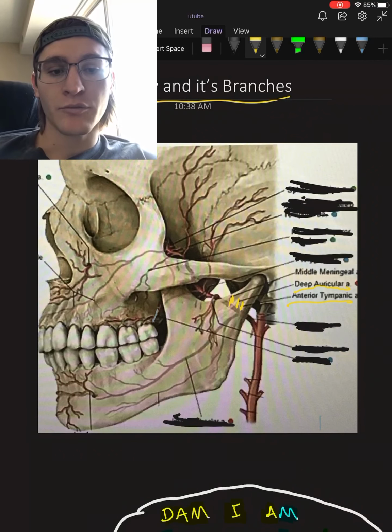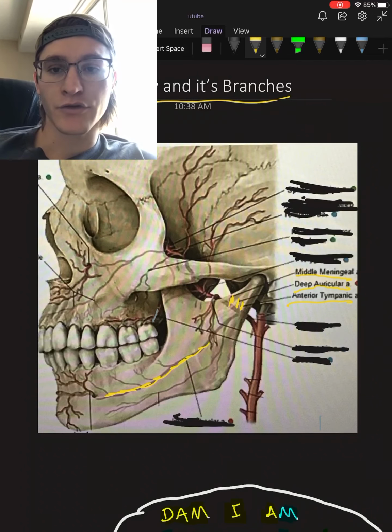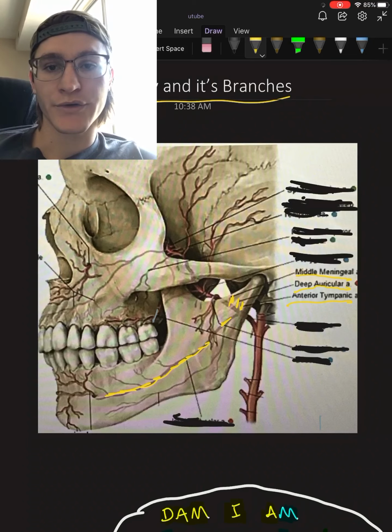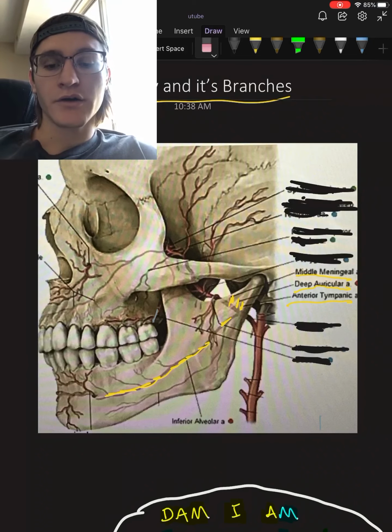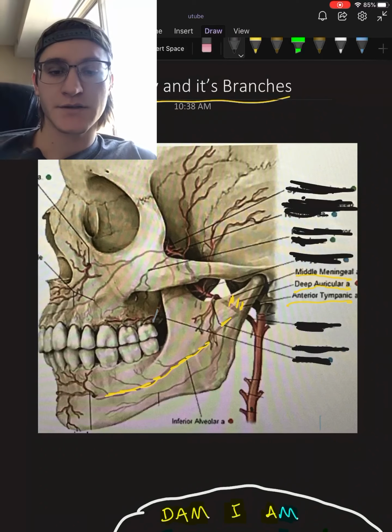Then we're going to have the middle meningeal. So it sounds weird because it's not in the middle of the 3, but middle meningeal. Let me give you a cue of where the other arteries are. This one on the bottom going to the tongue, inferior alveolar. That makes sense.